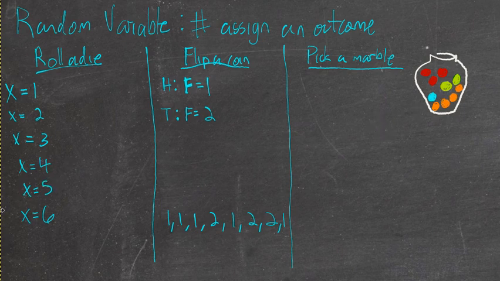So we're going to pick marbles out of this urn. And so different things can happen. We can get a red. Okay, so let's talk about getting a red.